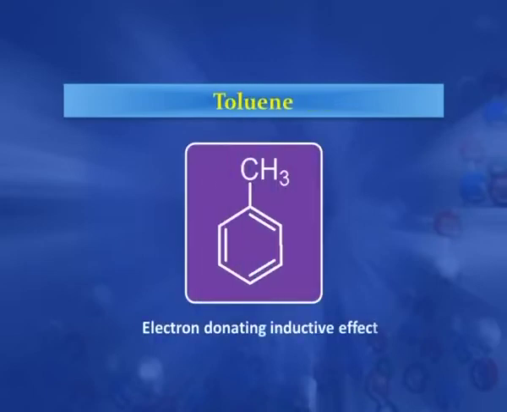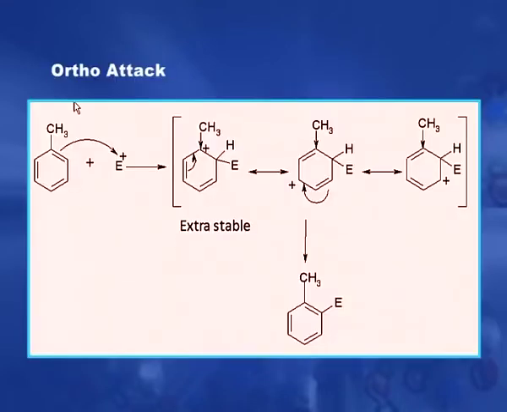First case we discuss is toluene. This is the methyl substituent which is present on the benzene ring, and CH3 is having an electron donating inductive effect. So, if we see the ortho attack of an electrophile on toluene, this intermediate will get formed. There is a resonance between these three structures, and now see in this first structure the positive charge is present on that carbon which is directly linked to the methyl group, and the methyl group is having an electron donating inductive effect. So, it stabilizes this positive charge more. So, that is why this is the extra stable resonating structure.